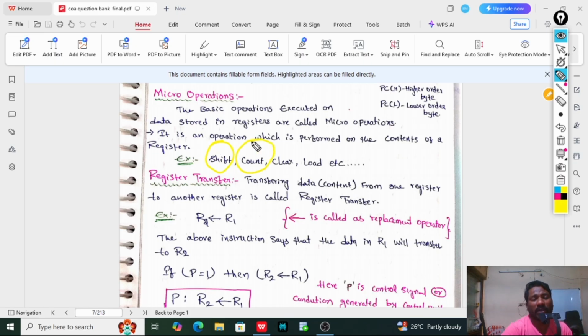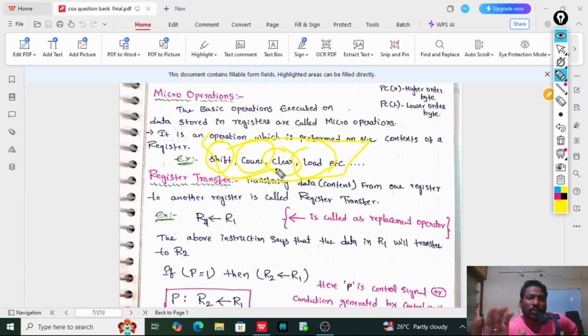Next, count. This operation is going to count the number of flip-flops or the information data, all that. And clear is a micro operation which is going to clear the data from a register, meaning it is going to erase the data. And load is a micro operation which is going to load the data from one component to a register.